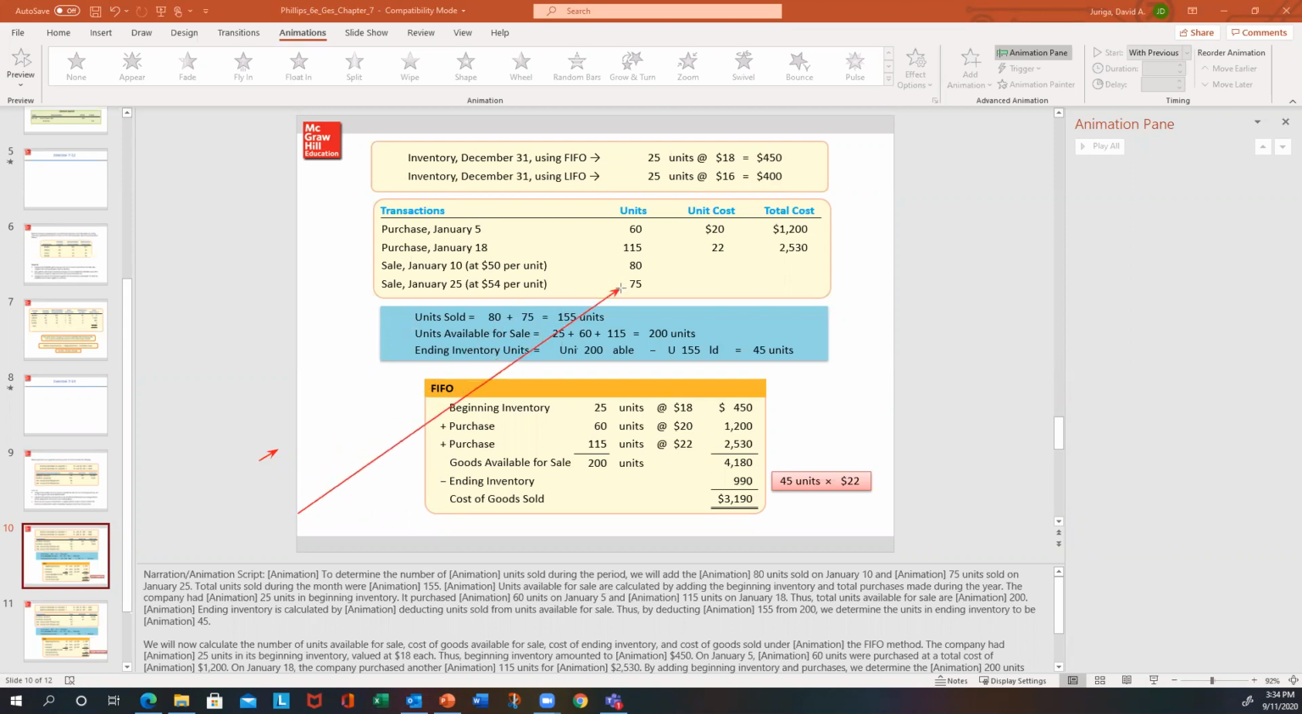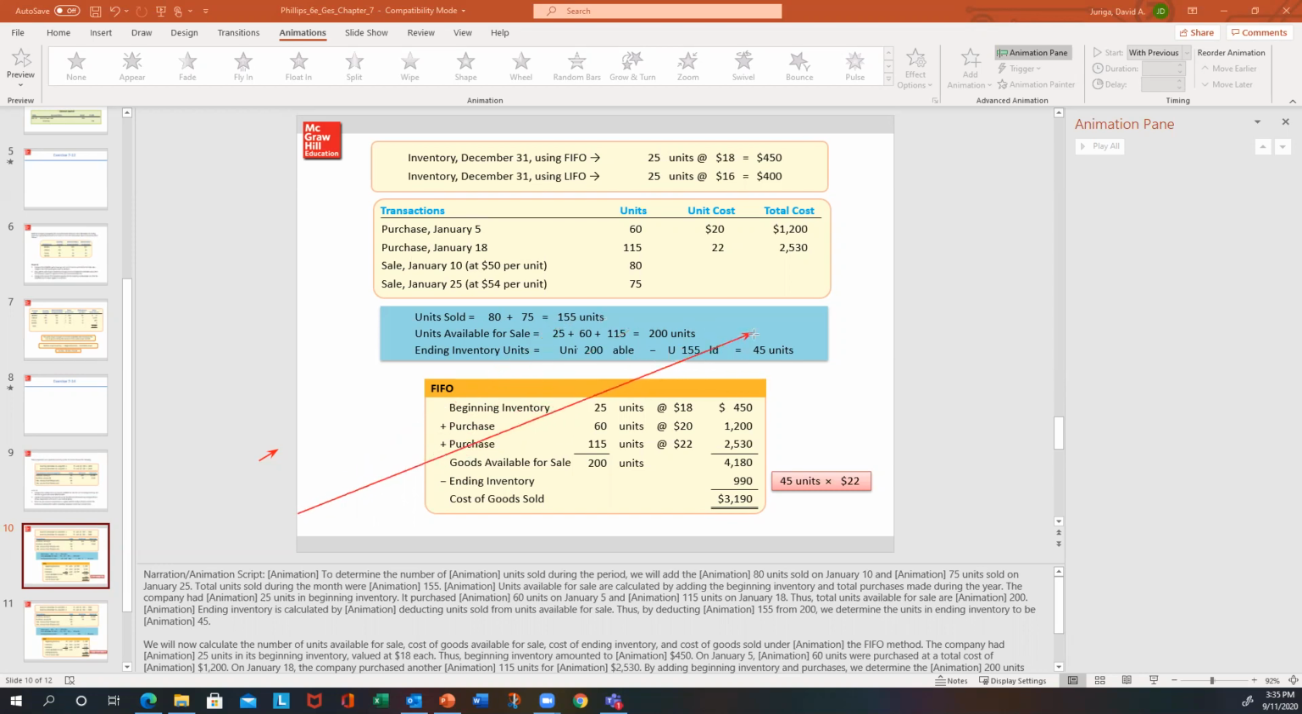The number of units sold was 155. And we know that if you add up all your units available, you had 200 total units throughout the whole year. So if you had 200 units and you sold 155, that means that 45 units were left. That's going to be your ending inventory units. So now the job is just to assign a cost to each of these units. So we need to assign a cost to 155 units and also a cost to 45.